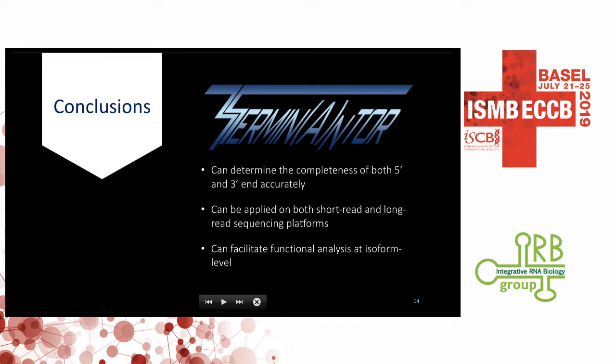So here to summarize, here we present Terminator. It's a deep neural network-based pipeline. It is able to assess the completeness of transcriptome annotations. It can accurately predict the completeness of the 3' end and also 5' end. It can be applied on both short-read sequencing and long-read sequencing technologies. So it will help us to identify more novel isoforms and also facilitate functional analysis at isoform level.